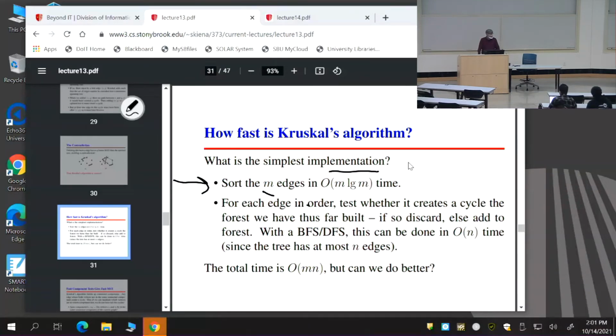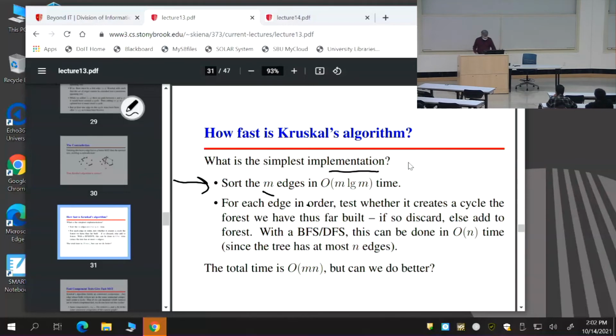Now what if it's a dense graph? What if it in fact has a quadratic number of edges? What would be the time that this sorting would take? If I have a dense graph with a quadratic number of edges, what is the running time in terms of n, just doing the sorting? N squared log n. Does everybody see that even at this point I'm screwed compared to Prim's algorithm if my graph is dense? So Kruskal's algorithm is good for sparse graphs.